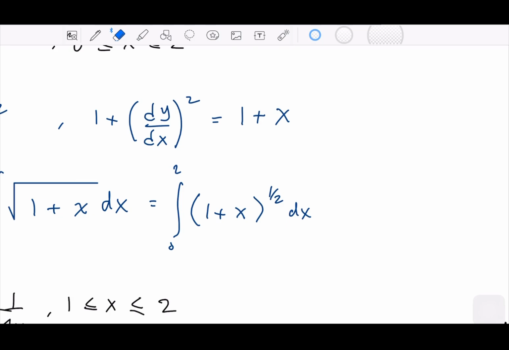Or maybe just the direct approach, okay? Directly integrate. So directly integrating, this will be 2 over 3 times (1 plus x) to the power of half plus 1, which is 3 over 2, right? And then evaluate from 0 to 2.